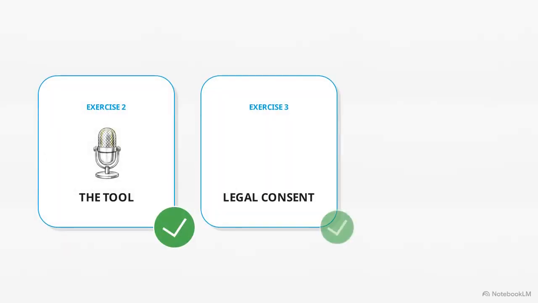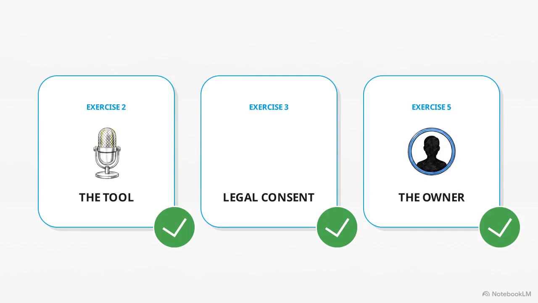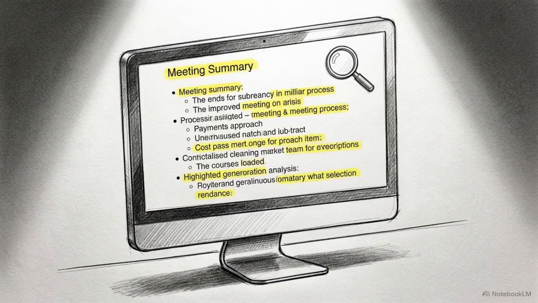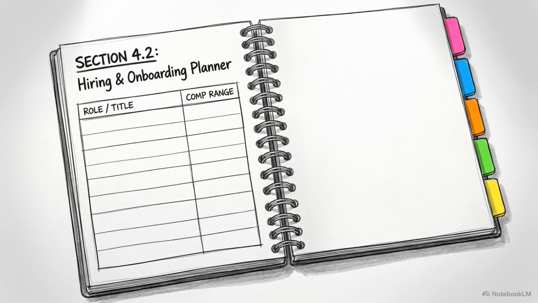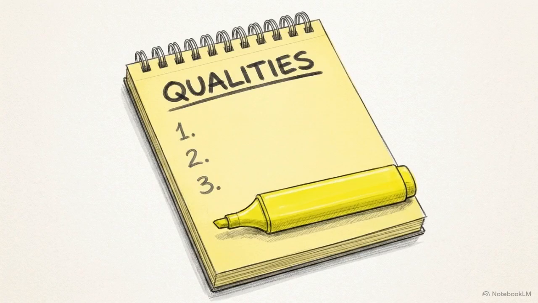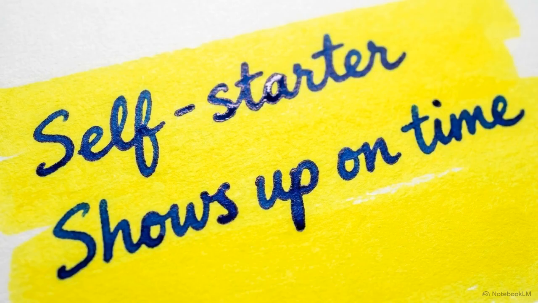By selecting a dedicated tool, mandating a legal consent protocol, and assigning an owner, you turn every spoken meeting into a fully searchable, compliant text asset. Moving to section 4.2, we structure your hiring process. List the roles you frequently hire for and write down the top 3 non-skill qualities you look for in a candidate, qualities like reliability or attention to detail.